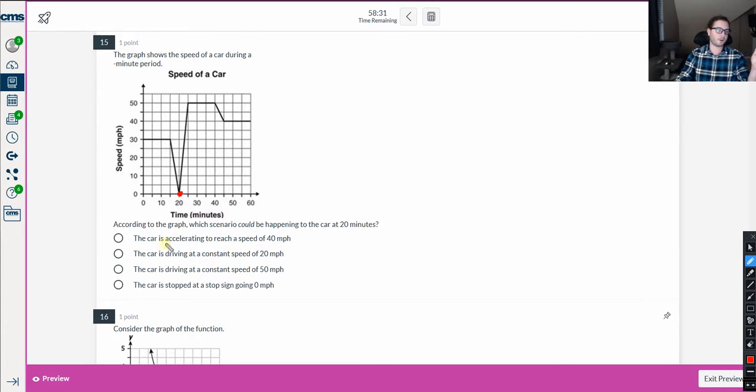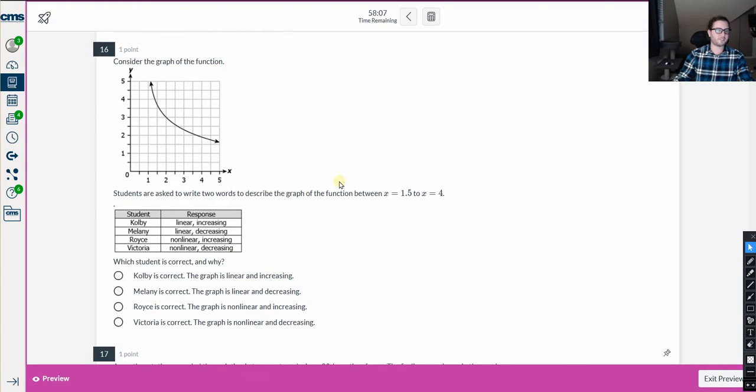So does this mean the car is accelerating? No, the car is not accelerating at all, nor is it driving at all. The car is at a dead stop. The speed, this axis, is lined up with 0 miles per hour. That car has stopped and is not moving. So we want D.